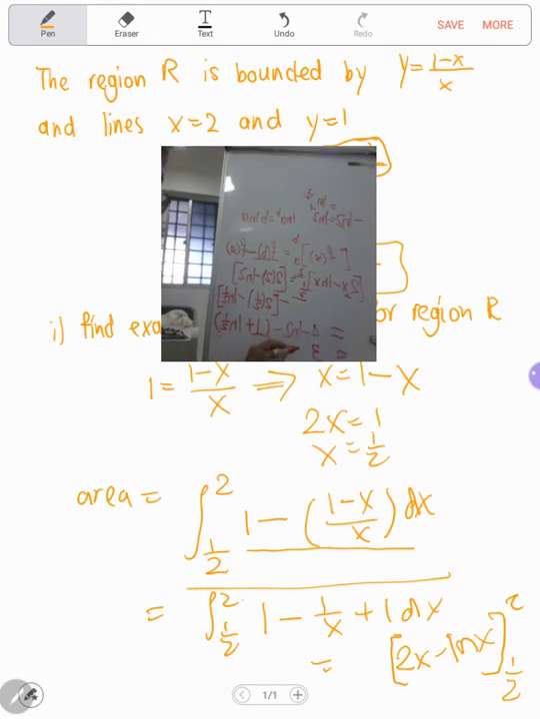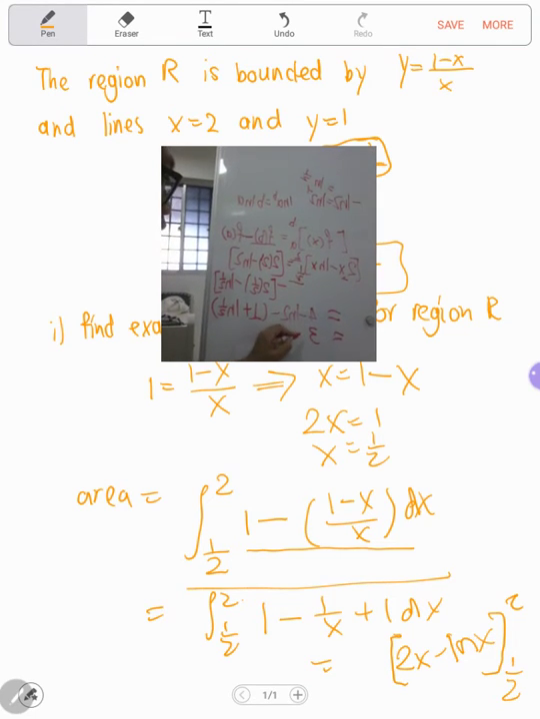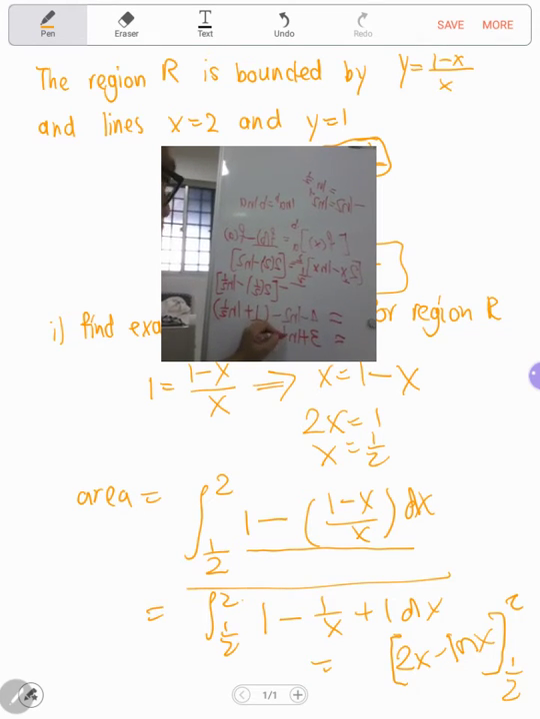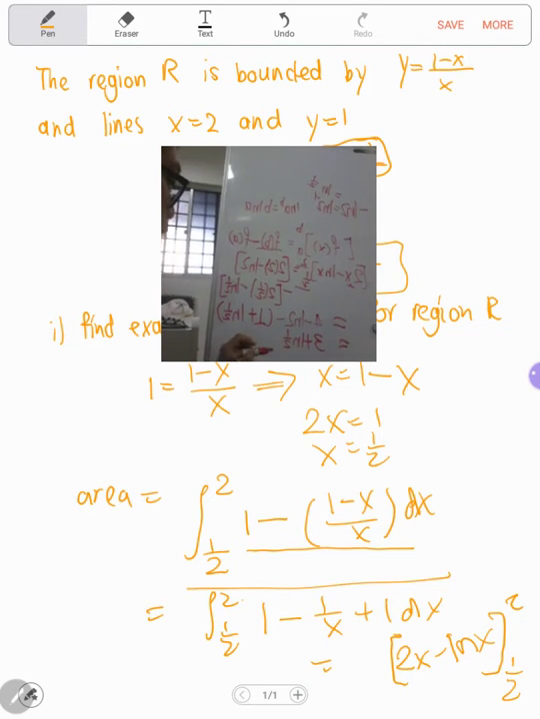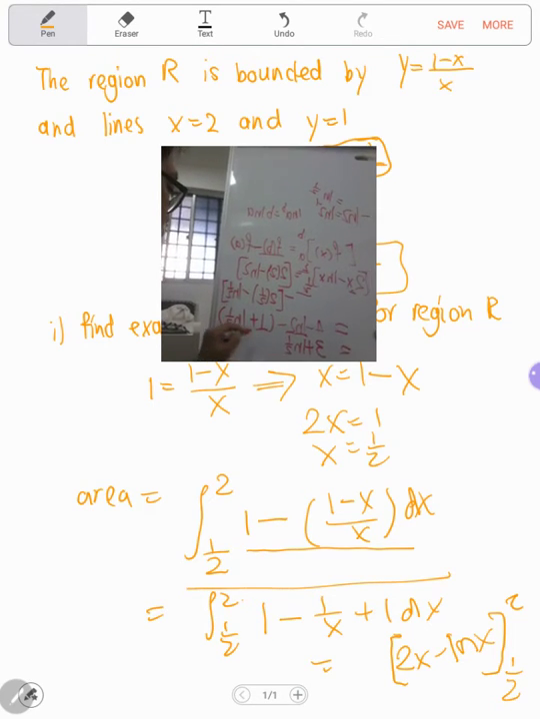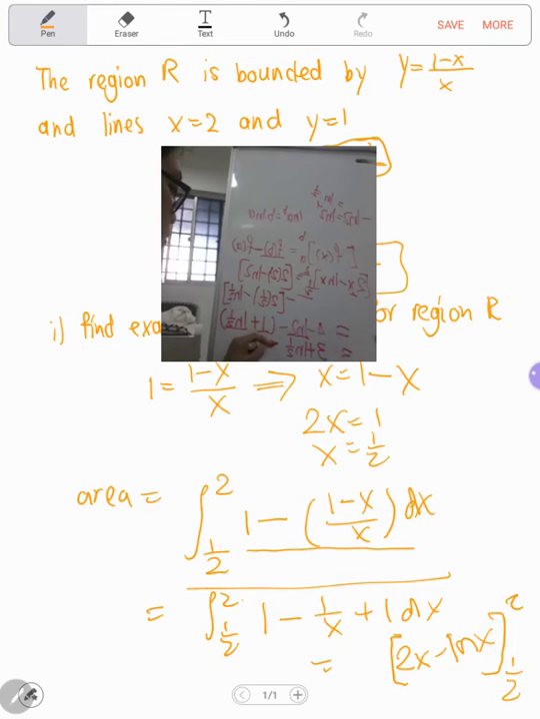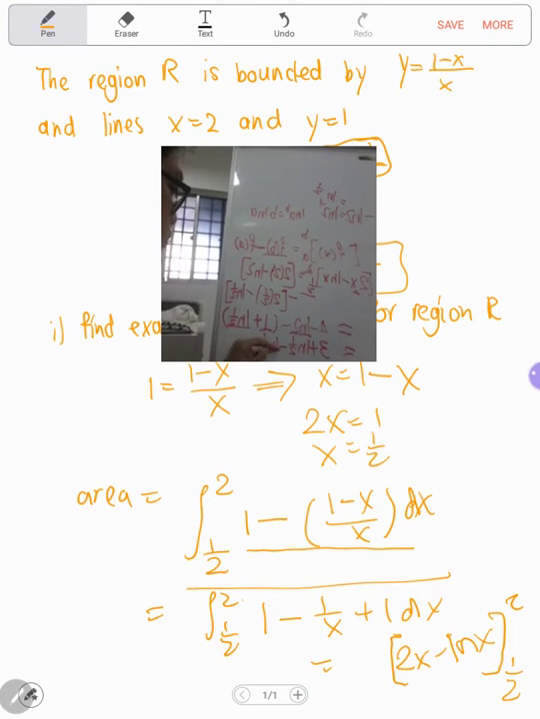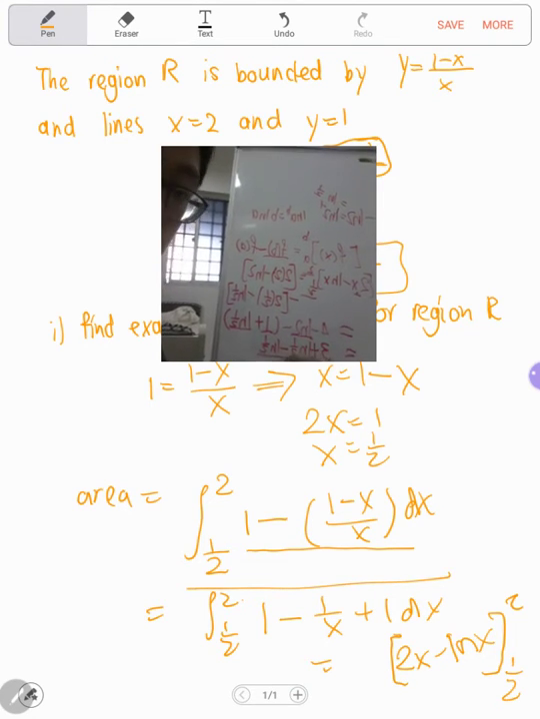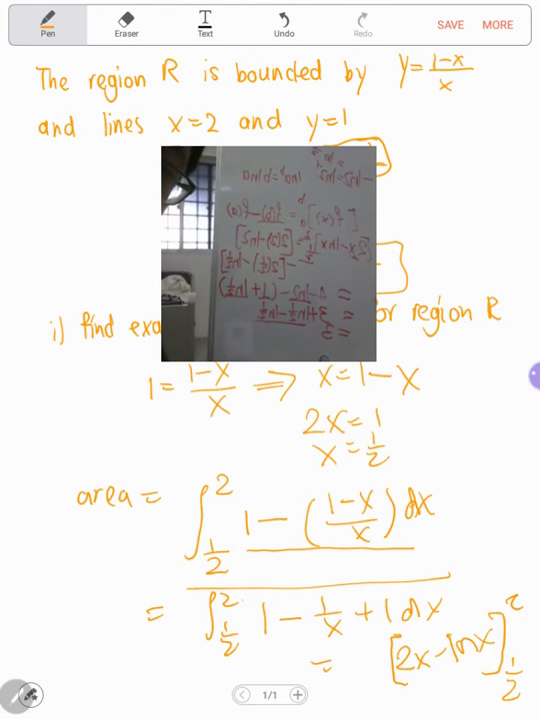So here we have plus ln half, and ln half minus ln half will give me 0. So the final answer is 3. So the area is 3.